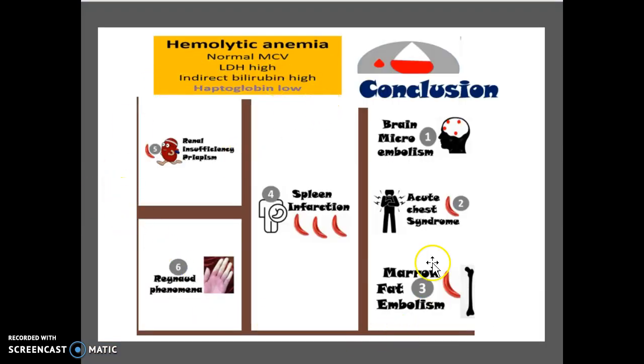So yeah, just a little recap of everything we've learned today. We've learned what sickle cell anemia is. We've learned that when it comes to hemolytic anemia, there's going to be a normal MCV, a high LDH, high indirect bilirubin levels, and low haptoglobin levels. We also learned that there are 6 organs that are generally affected, which are the brain, the lungs, the bones, the spleen, the renal organs, and the skin. Those are the main things to remember from this video.